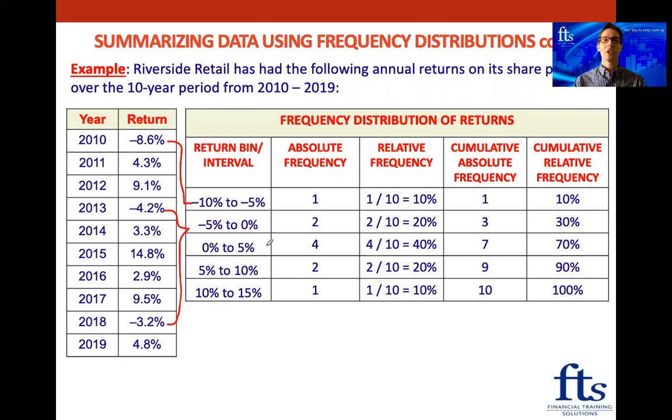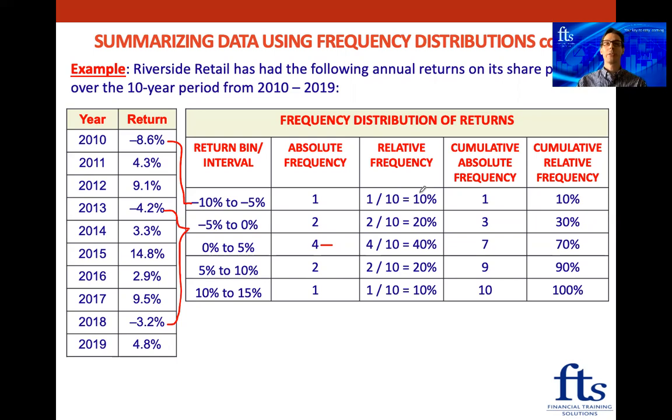What you can do then is go through and double check the rest of the bins. You'll see that there were 4 times the return was in this range, twice the return was in that range, and once the return was in the very good range, when we had that good year in 2015.